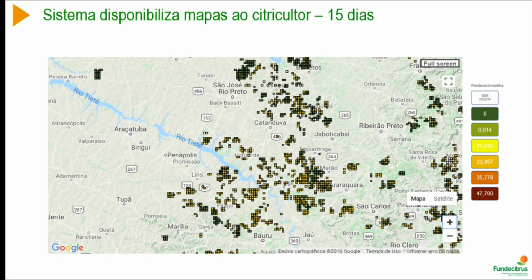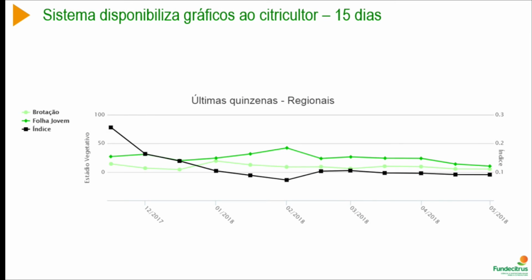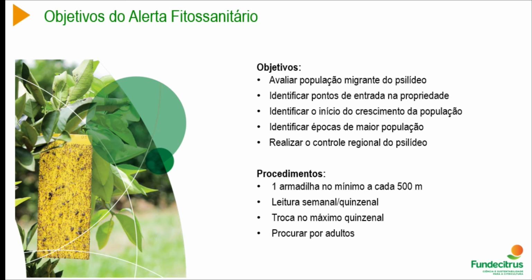The system of this plant health alert gives citrus growers a map that allows them to identify the main capture points of psyllids in their own region, by means of a gradient of colors. The system also makes available, every 15 days, charts that allow identifying the differences in the population of psyllids, as well as the sprouting population, in a specific region or a specific farm.